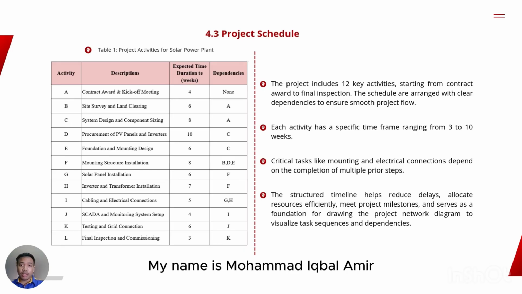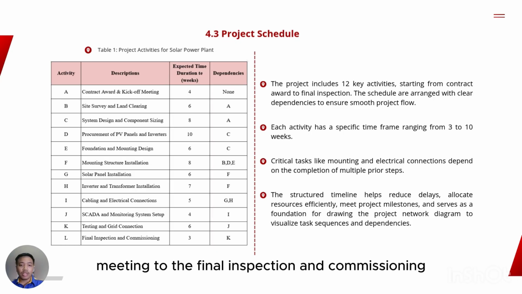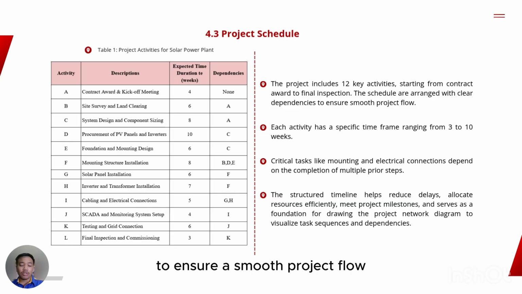My name is Muhammad Iqbal Amir and I would like to continue this presentation mainly to talk about the project schedule. As you can see on our left-hand side, table 1 is the project activity list for the solar power plant. The project includes 12 key activities, starting from contract award and kick-off meeting to the final inspection and commissioning. The activities are arranged with clear dependencies to ensure a smooth project flow.